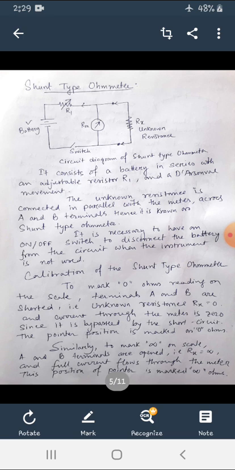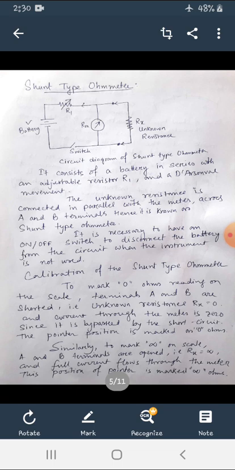Here you have to find out the unknown resistance. The unknown resistance is connected between terminals A and B, and the necessary on-off switch is connected here. First you have to know about the calibration of the shunt type ohm meter.